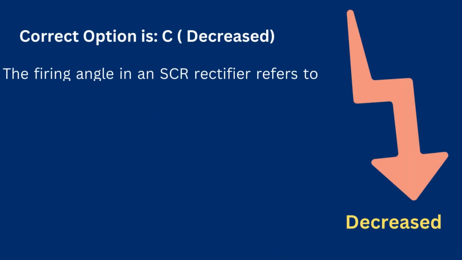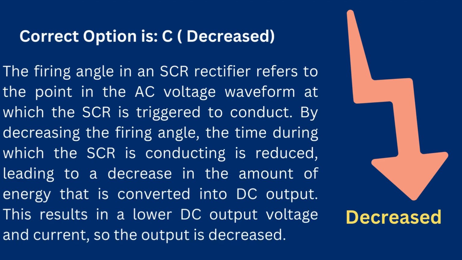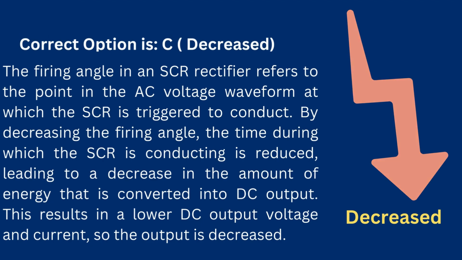So the correct option is option C, decrease, because the firing angle in an SCR rectifier refers to the point in the AC voltage waveform at which the SCR is triggered to conduct. By decreasing the firing angle, the time during which the SCR is conducting is reduced, leading to a decrease in the amount of energy that is converted into the DC output. This results in a lower DC output voltage and current, so the output is decreased.